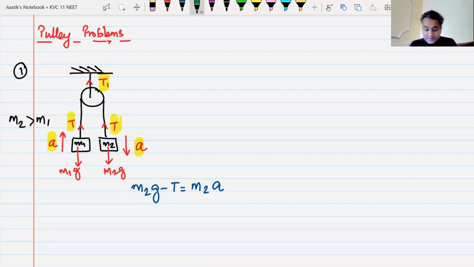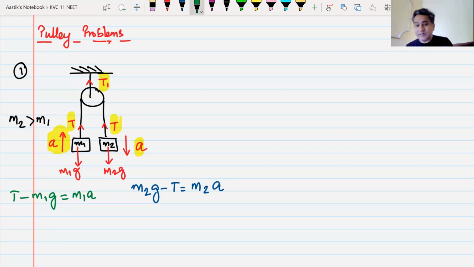Yes. What is the equation of the left block? M1G minus T equals M1A. Remember, bacha, this block is moving upwards. Don't forget it. M1A equals T minus M1G. Remember, the mass of this block is M1. The better way of saying this is in the reverse order. T minus M1G, bacha, is equal to M1A.